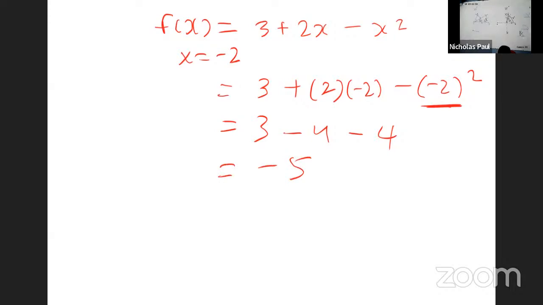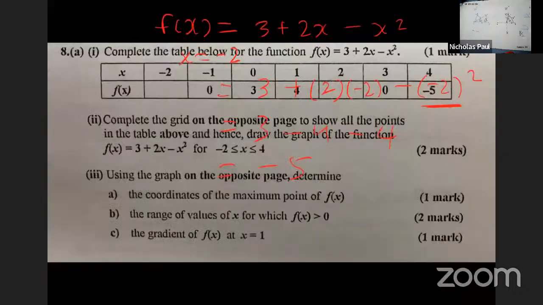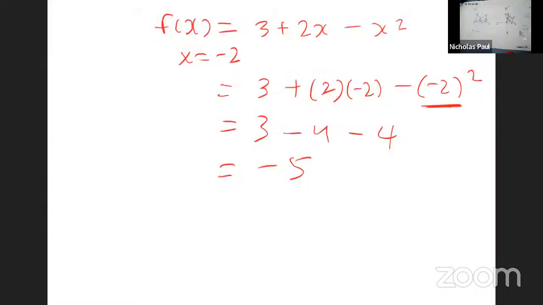That's okay? What was the next value? 2. The next value is 2. Right? The next value is 2. Work out that 2 quickly. And then we go into the graph. Draw the graph exactly like the one that we have, with the same scale and everything, right?